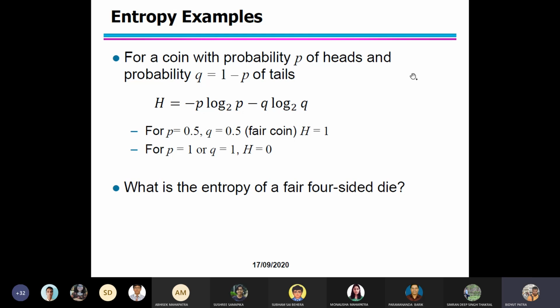So this is one example of how to compute. You have two outcomes. One is 0.5, another is 0.5. So this is the formula for computing the entropy. So what is the entropy of a fair four-sided die? A four-sided die means it has 4 outcomes, and fair means each has equal probability, 0.25, and then you compute it here. So that you will get the entropy.